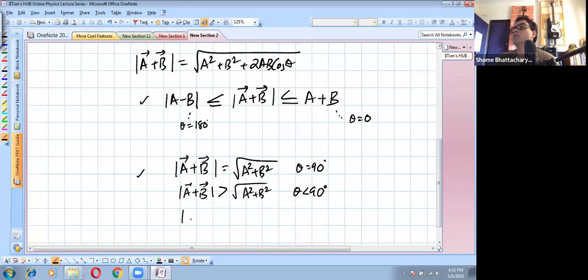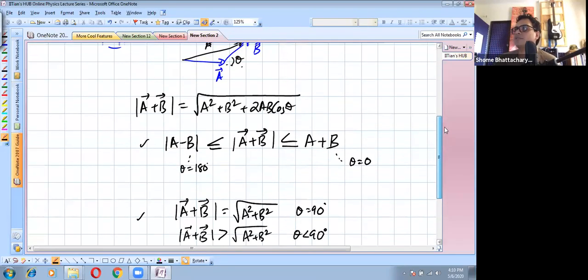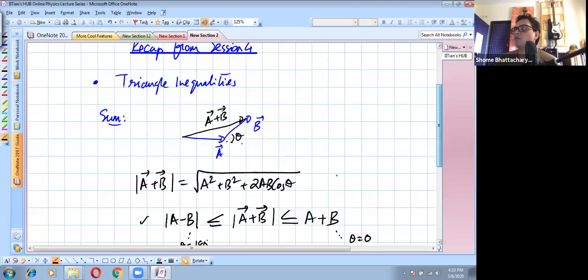And similarly, mod of A plus B can also become less than root of A square plus B square. But for that, theta has to be obtuse, so it has to be greater than 90. So these were a couple of important corollaries, or inequalities, that are derived from the formula of the triangle law, which is this formula here.